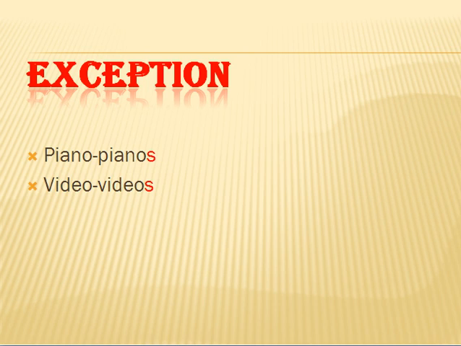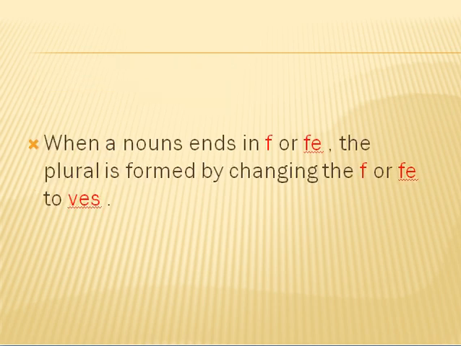Then when a noun ends in f or fe, the plural is formed by changing the f or fe to ves. Means when a word ends with f or fe, to change it into plural form, what we have to do, we have to put ves instead of f or fe.